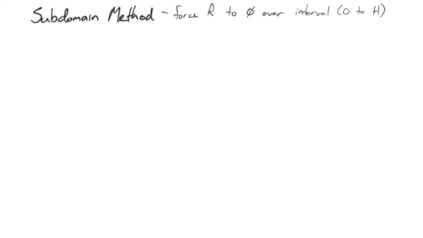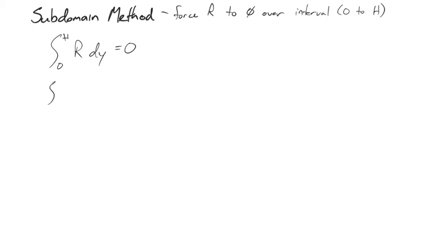In the subdomain method, we force our residual function to be 0 over some interval, or actually the number of intervals that we have unknown coefficients. We only have one unknown coefficient, we need to find a. So the one interval we have is from y equal to 0 to y equal to h. Setting our equation up, it's the integral from 0 to h of the residual equation with respect to dy, and we set that equal to 0.